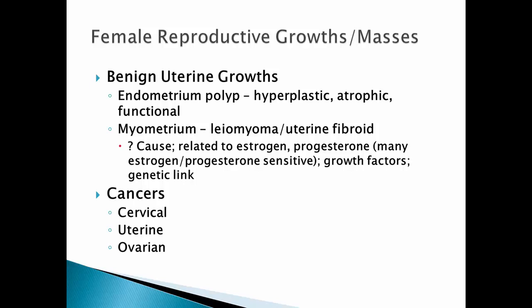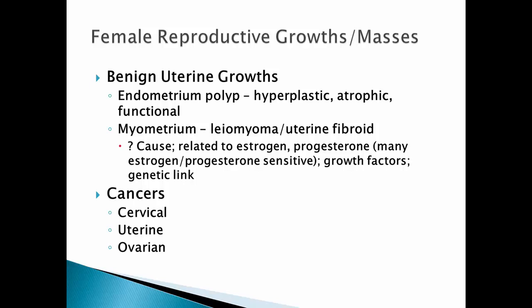If they're functional, generally what happens is that these polyps seem to be out of sync with the rest of the endometrium. Endometrial polyps are related to estrogen, and that's an important thing to remember. The most common thing you'll see with a benign uterine growth is bleeding between the menses or an increase in menstrual flow. So you'll see abnormal uterine bleeding that needs to be investigated.